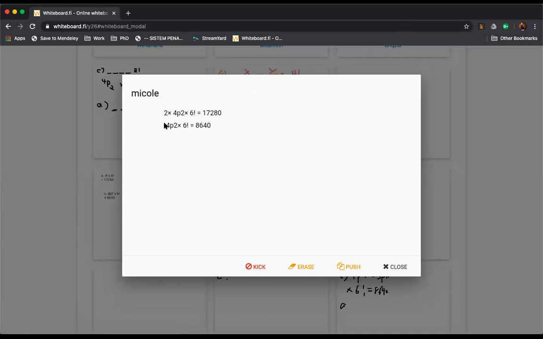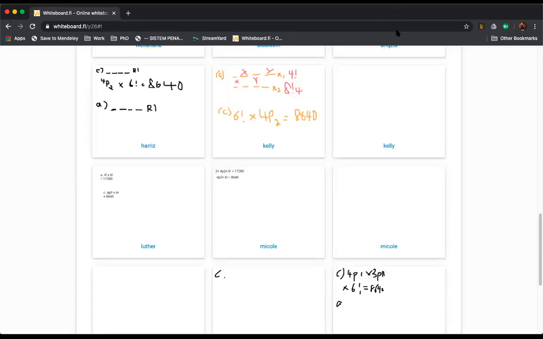But if that is the case, then how is it different from the first question? Because the condition is different. The condition for question A is that we don't care whether they're sitting together or whether they're sitting apart. But in question C, it's very explicit. In question C, it says that they must sit together.